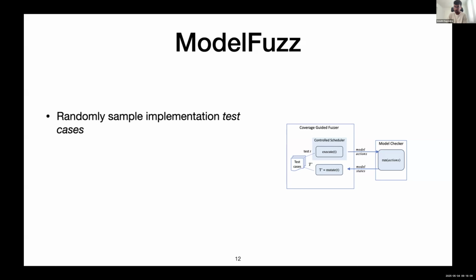So we have the fuzzer loop from earlier. You have test cases, you run them on the implementation, and similarly on the model to get the coverage and generate new tests.